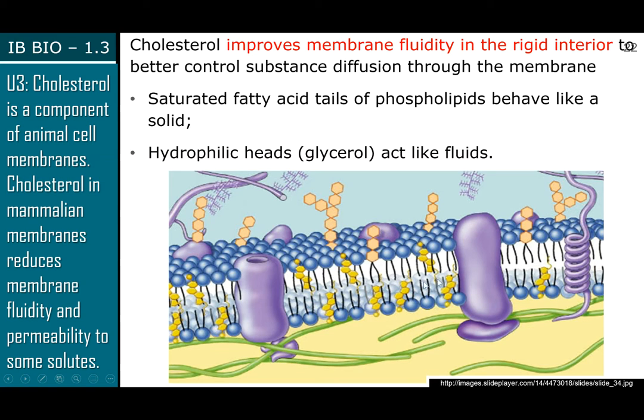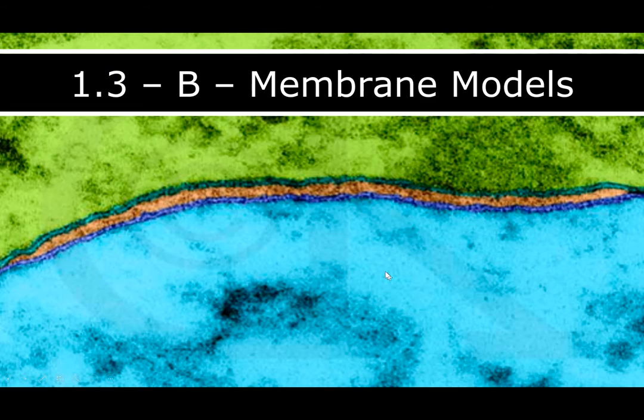Too much cholesterol is going to make your membrane too solid. You have to make sure you have some fluidity there so that the cells are able to move and respond and be flexible. Okay, so now we're going to move on to 1.3b, which are the different membrane models.